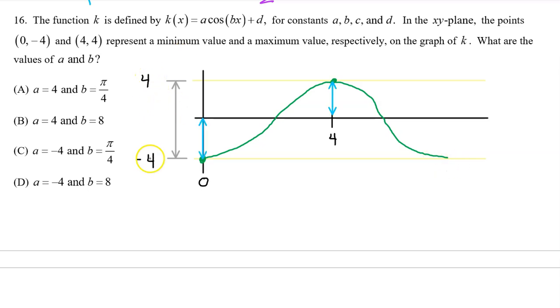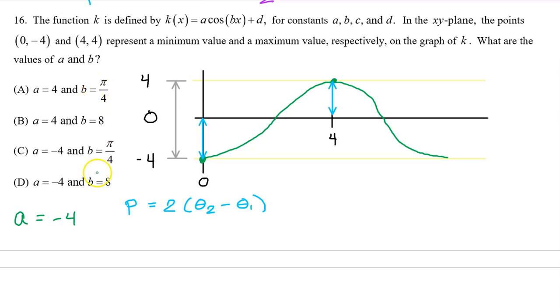Halfway between 4 and negative 4 is 0, so the midline is the x-axis. The amplitude is the distance between the midline and the maximum value. So the amplitude is 4. This will give us an a value of either positive 4 or negative 4. Since we have an upside down cosine function compared to the parent function, the a value should be negative 4.